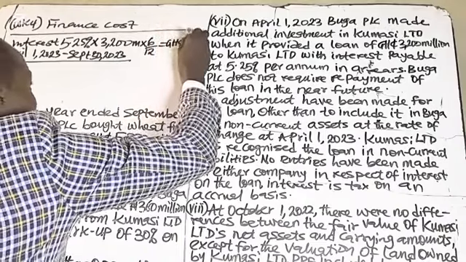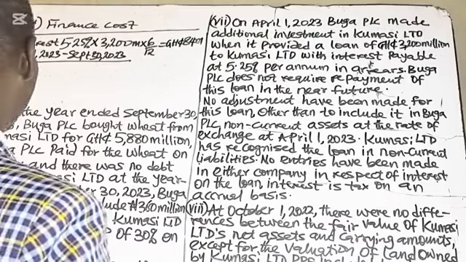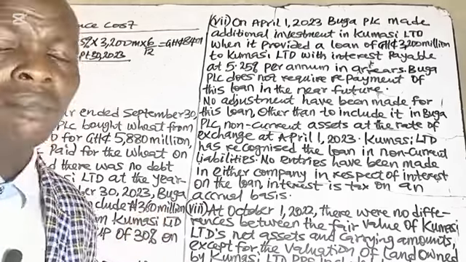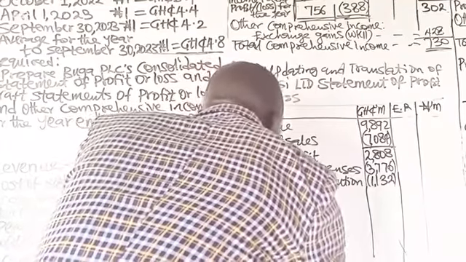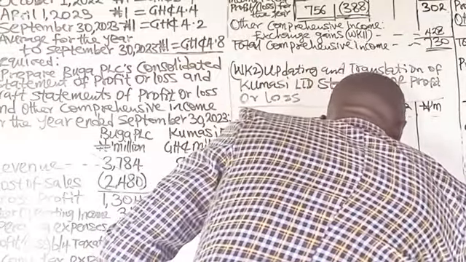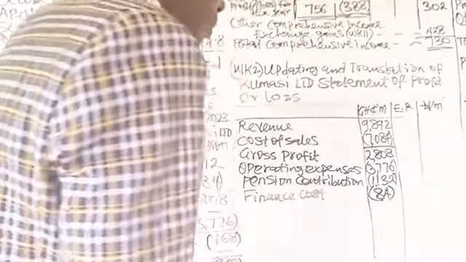84 million. This interest will be recognized in the statement of profit or loss of Kumasi Limited as a finance cost. Finance cost of 84 million Ghana cedis.